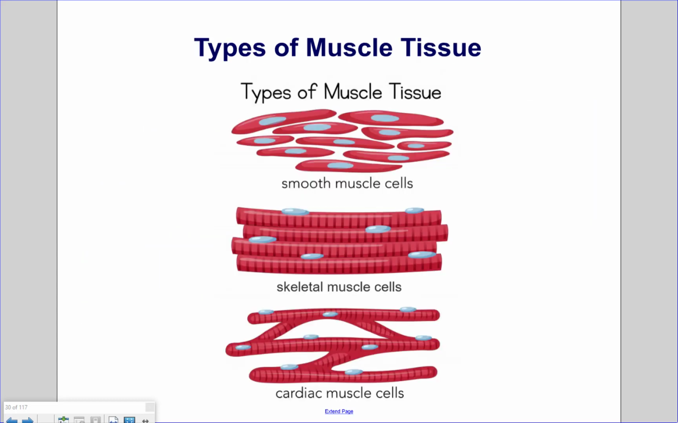Types of muscle tissue. So in summary, the types of muscle tissue cells include smooth muscle cells, which have one nucleus per cell, they are spindle-shaped, and they have no striations. They are arranged in a circular pattern within the walls of blood vessels and hollow digestive organs. Skeletal muscle cells are cylindrical-shaped, multinucleated, and have striations. Cardiac muscle cells are also cylindrical-shaped, striated, multinucleated, but they are more branched than the skeletal muscle cells are.